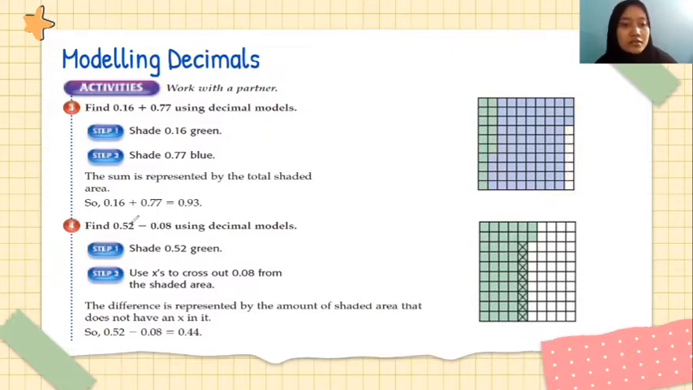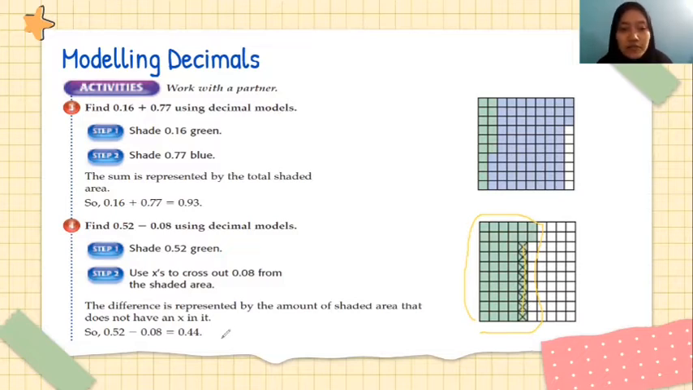Next, find 0.52 minus 0.08 using decimal models. Step 1, shade 0.52 as the green one, and use X to cross out 0.08 from the shaded area. So first, we shaded all the green area as 0.52. After that, we crossed out the 0.08 from the shaded area. This is the crossed one.